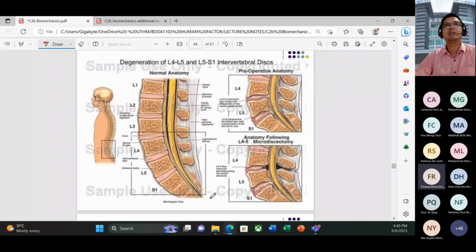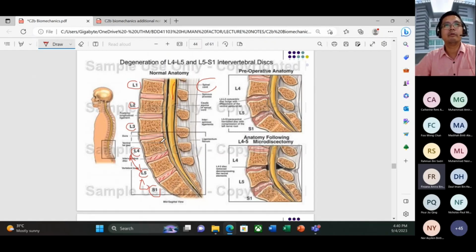Okay, so this is how the intervertebral disc degenerates, L5 S1. So this is L1, L2, L3, L4, L5. We want to look at between L4 and L5, and we want to look at L5 and S1. So for our normal anatomy, this is what we call the spinal cord. Okay, this is the spinal cord, it will be here. And this is what we call the disc. Okay, this will be here.